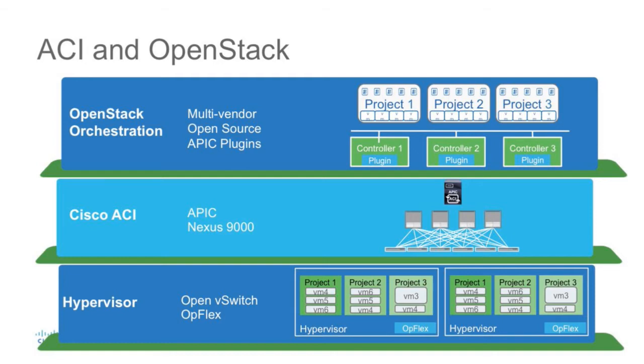But ACI really only works on the networking level, right? We need something above that to do the whole infrastructure lifecycle management. And this is where OpenStack comes in. It allows us to provision VMs and really manage that application lifecycle.